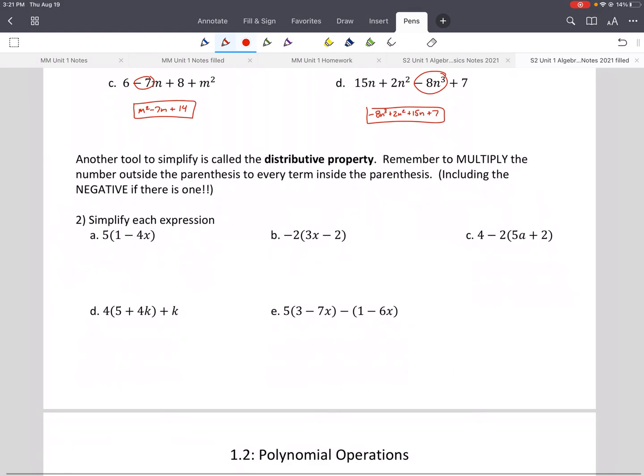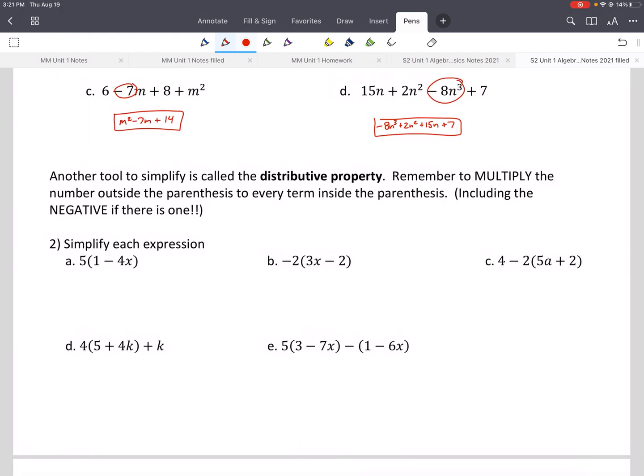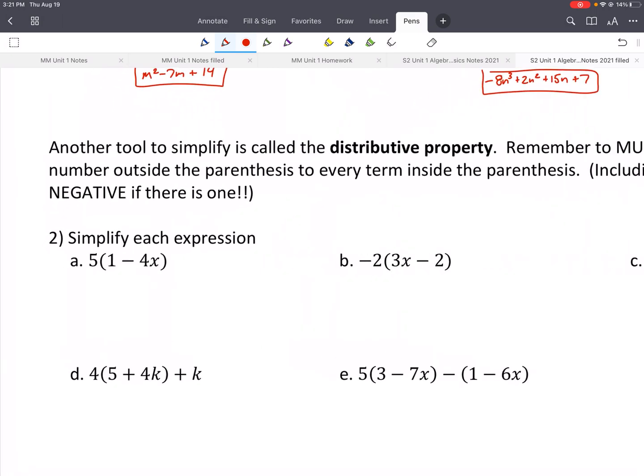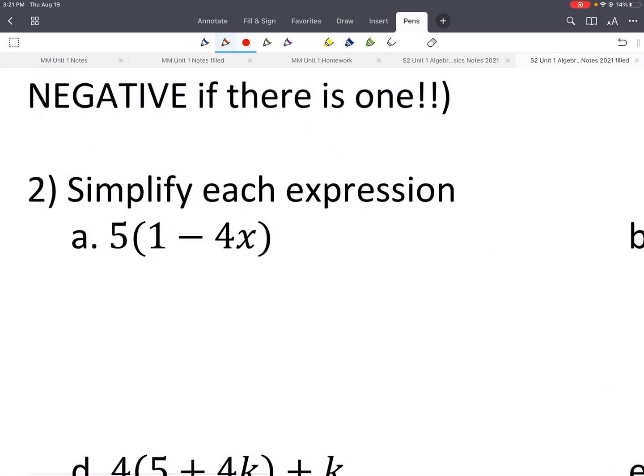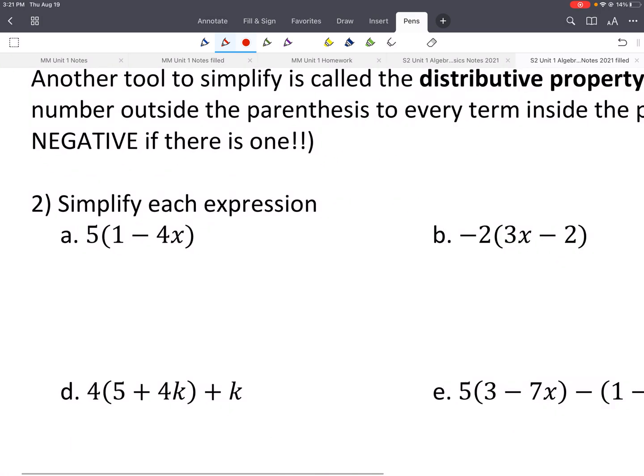All right, last but not least, it looks like we're talking about the distributive property. You have done this before as well. So remember to multiply the number outside of the parenthesis to everything that's inside the parenthesis, including the negative, if there is one. So here, and maybe I should put this here, and it's probably in the homework too, put it in standard form.